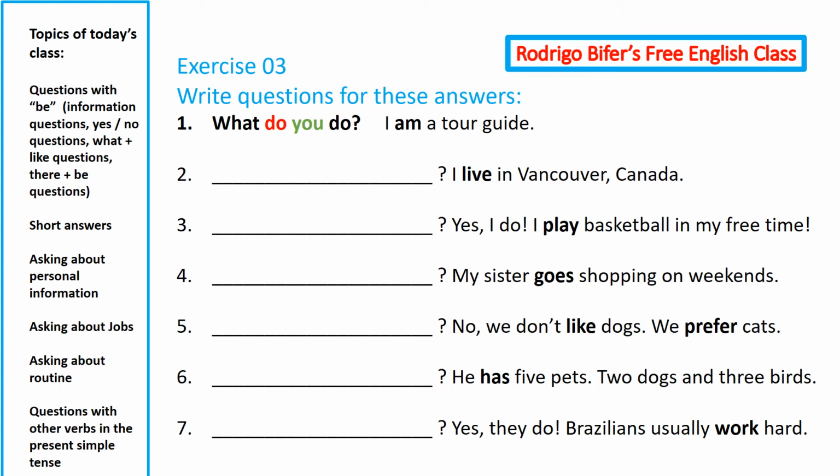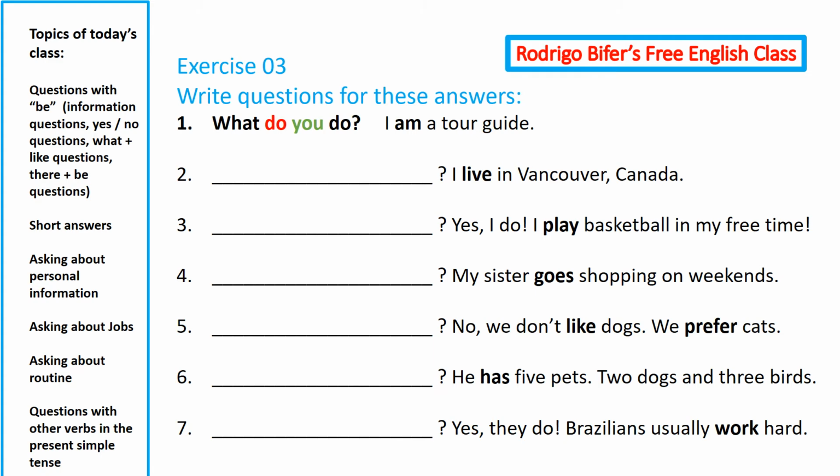what do you do? When you ask a person in English, what do you do? The answer is usually the person's job. So what do you do? I'm a tour guide. The main verb here is the verb do, not the one in red, but the one in black, the second one, close to the question mark. That verb do means fazer. What does do mean? It means fazer.